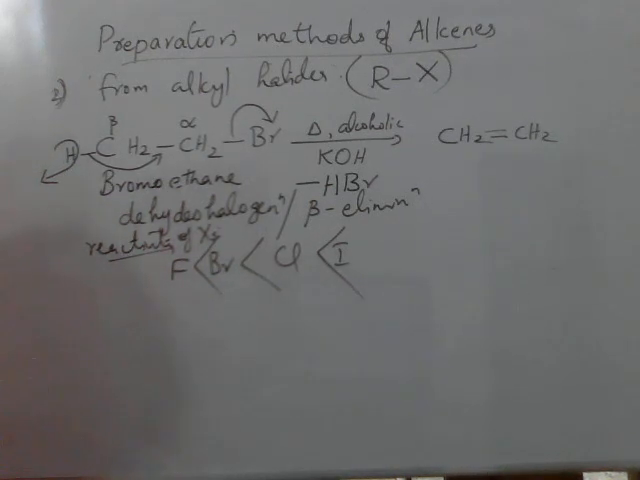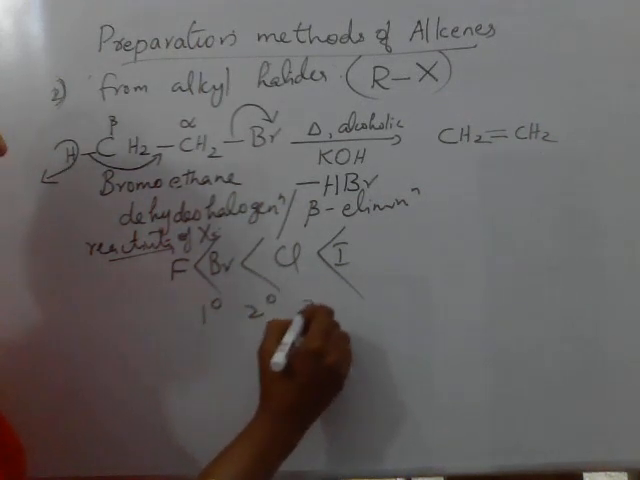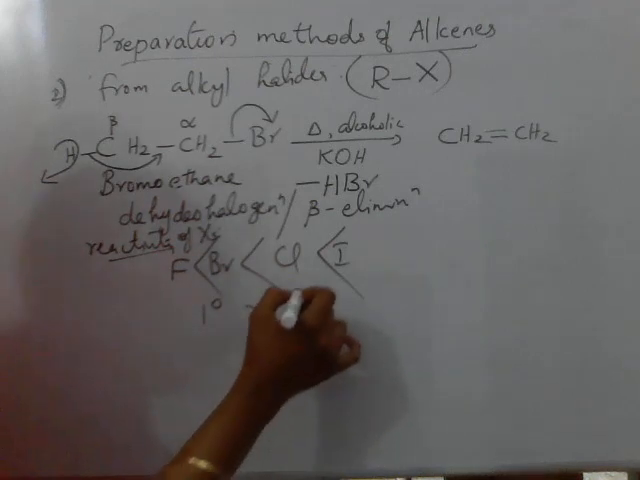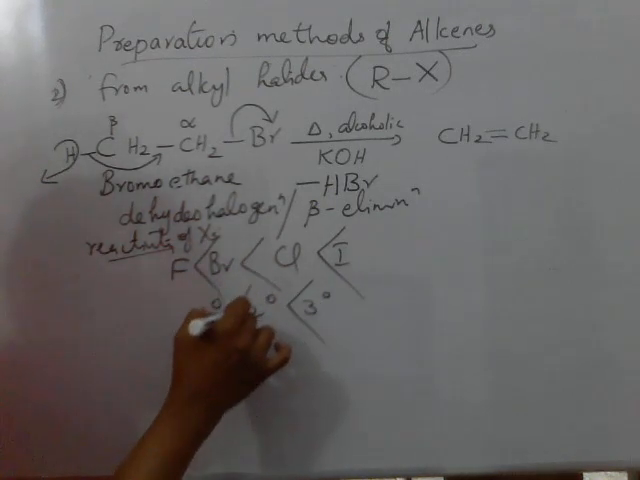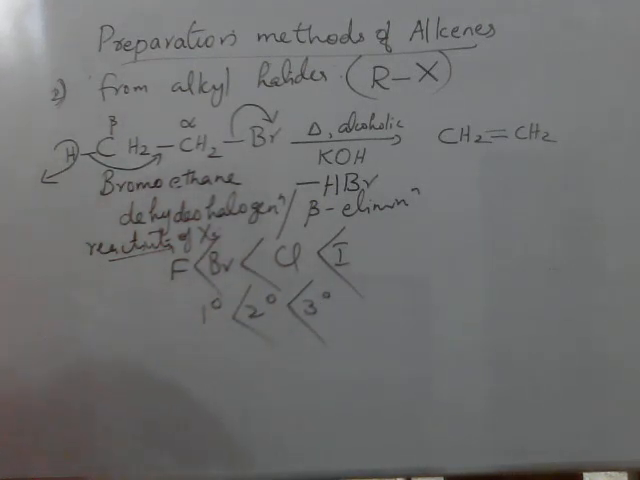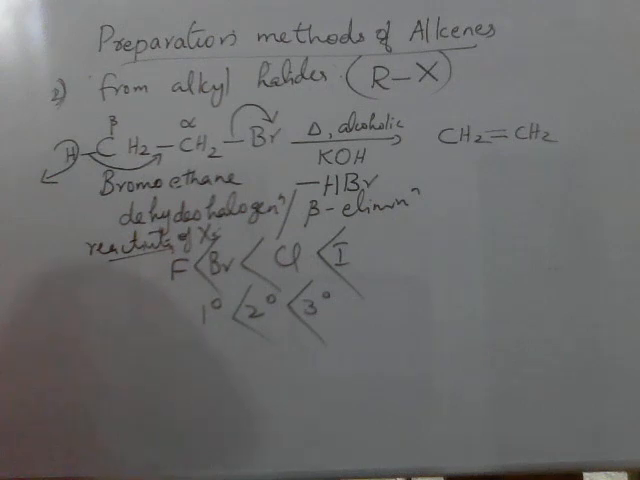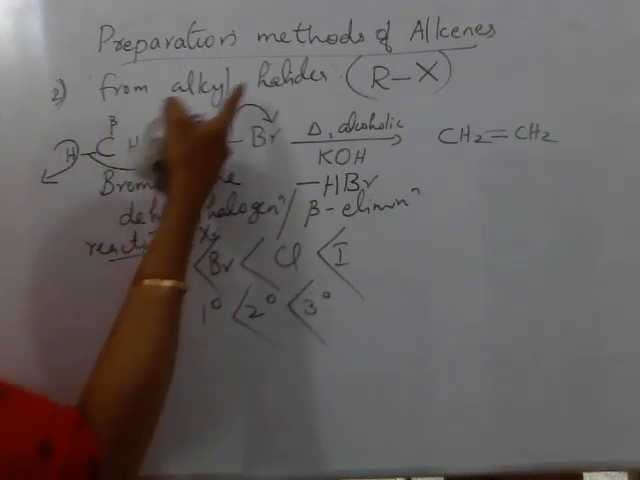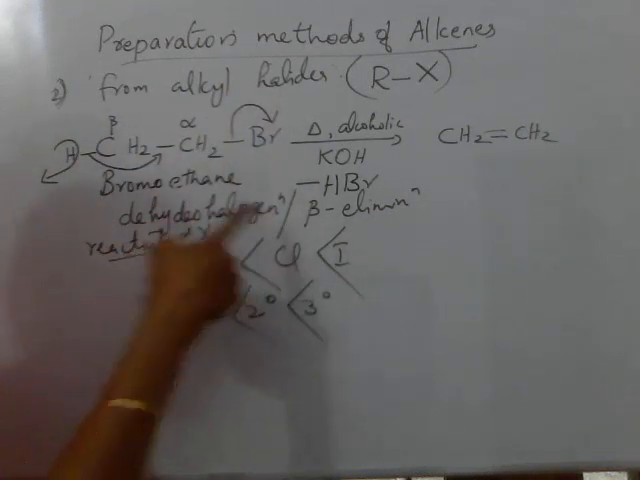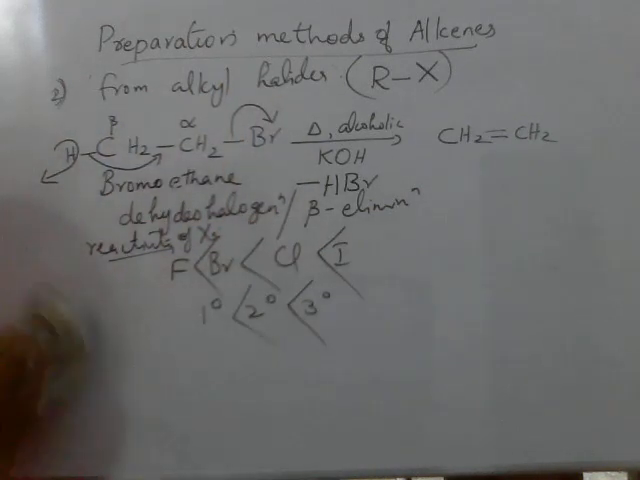And when you compare the reactivity of various alkyl halides, primary, secondary, tertiary, the order of reactivity is found to be tertiary more reactive than secondary than primary. We will study in detail why this order in +2. So this is the second method to prepare alkene. Alkene can be made from alkyl halide by dehydrohalogenation reaction or beta elimination reaction.